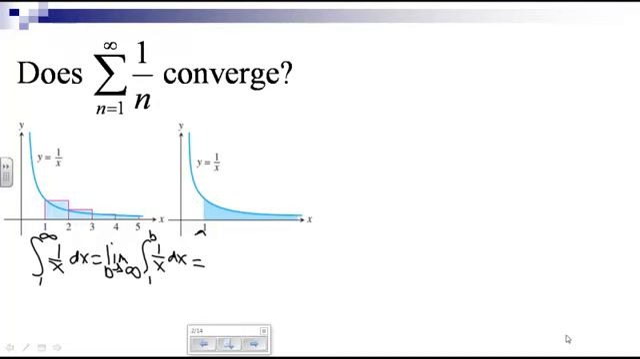And now I need the antiderivative of 1 over x. Ln x, ln absolute x. Oops, I'm sorry, I forgot my limit. The limit as b approaches infinity of natural log of x evaluated from 1 to b.